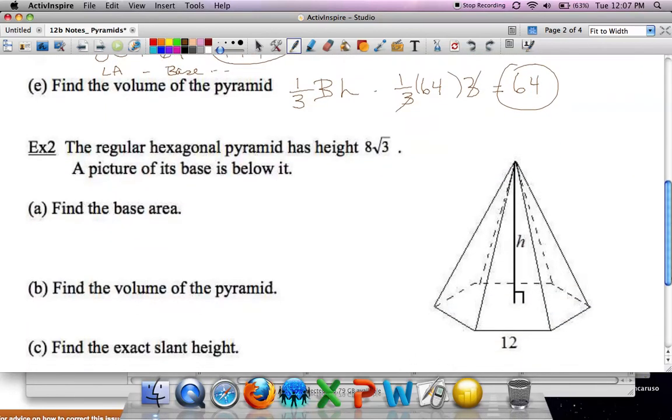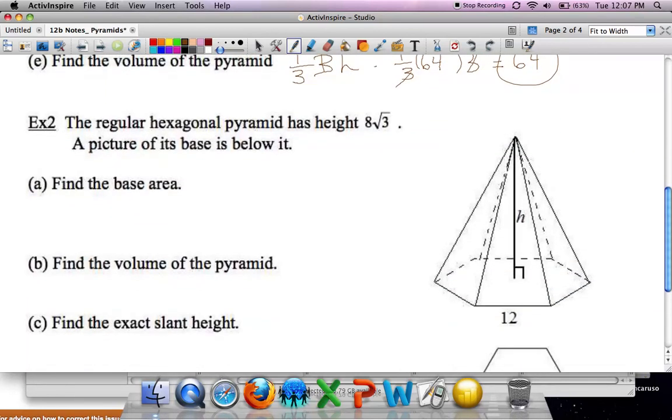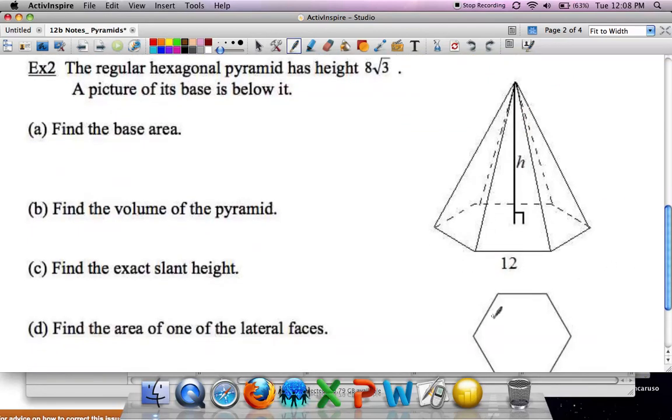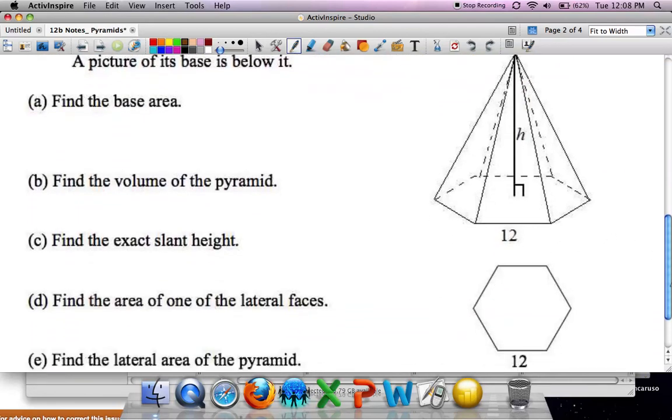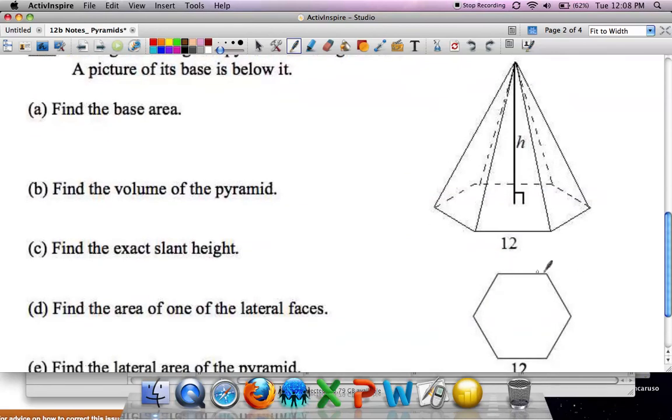Okay, I'm going to set you up for example 2, which is on this page, and if you turn the next page, there's example 3. And I'd like you to finish these 2 pages all on pyramids before next class. But let's talk about this one. A regular hexagonal pyramid has a height of 8√3. A picture of its base is drawn below. Find the base area. Okay, it's a regular hexagonal pyramid, so we know that all these sides are 12.